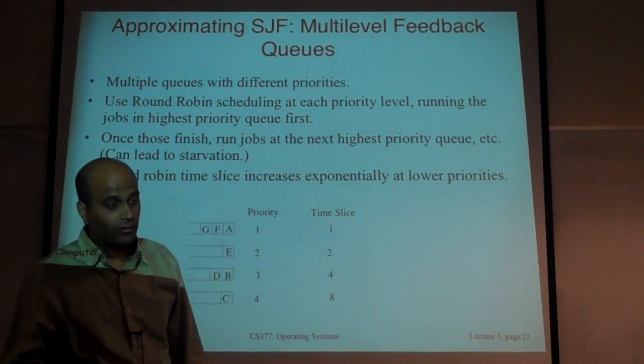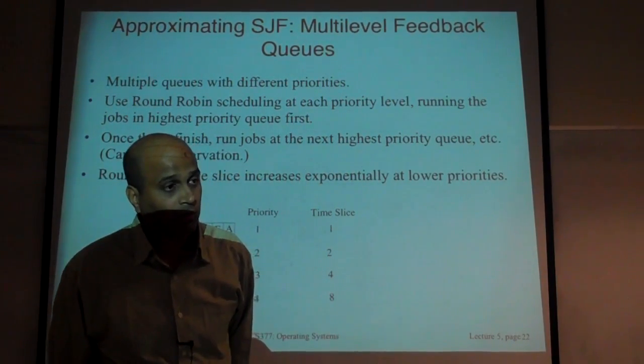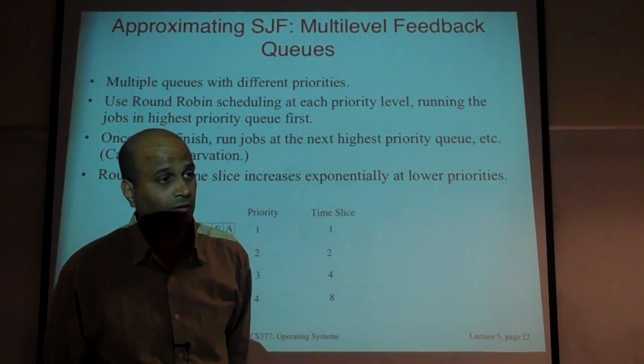Yeah, what it says is that as it gets to the lower priorities, the round robin slices increase exponentially.